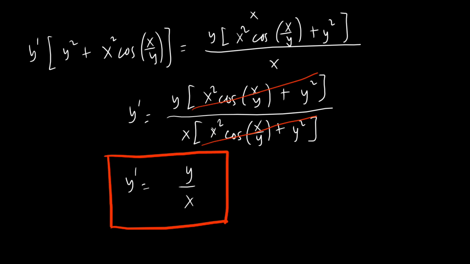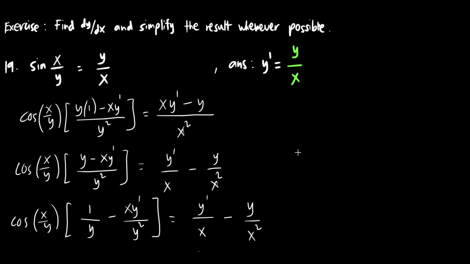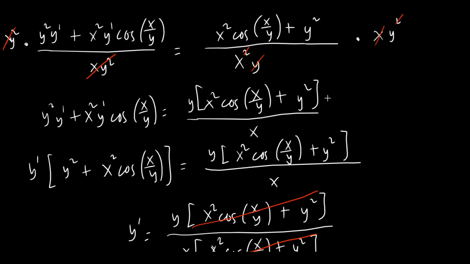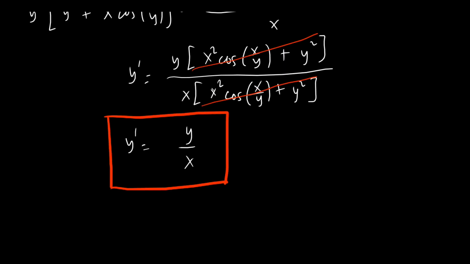So let's check if our answer is correct. Answer is y prime equals y over x, so our answer here, y over x, is correct. So that's all for differentiation of trigonometric functions. So for the next video, we will solve differentiation of inverse trigonometric functions.